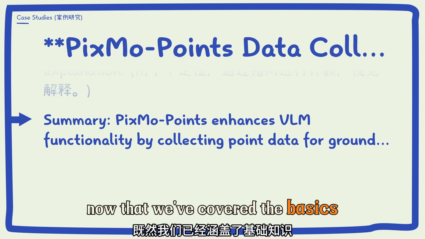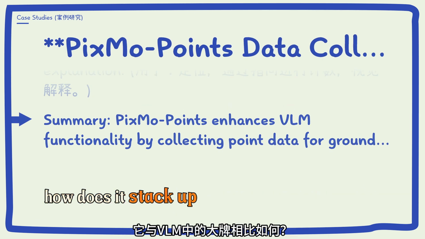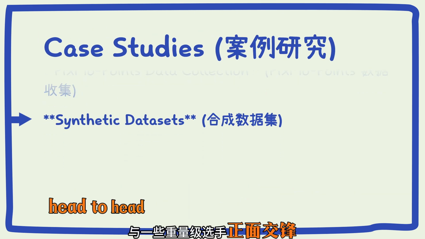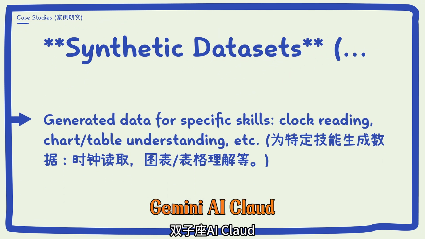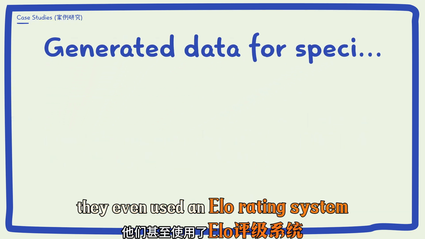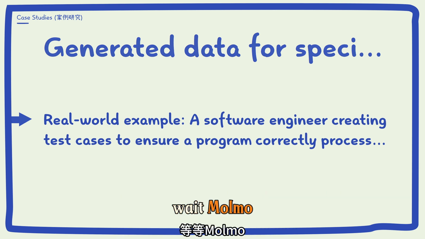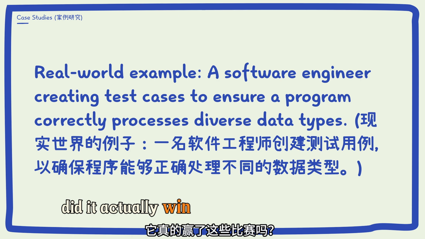Now that we've covered the basics, I'm dying to know how Molmo performs in the real world. How does it stack up against the big names in the VLM space? Well, they put Molmo head-to-head with some of the heavy hitters: GPT-4V, GPT-4o, Gemini, Claude. And guess what? It held its own. They even used an ELO rating system, like in chess, to see how it ranked based on human preferences. Wait, Molmo, an open source model, is competing with these giants. Did it actually win any of these matchups?